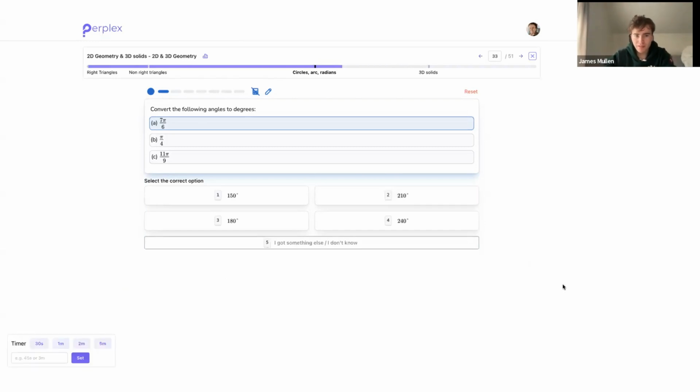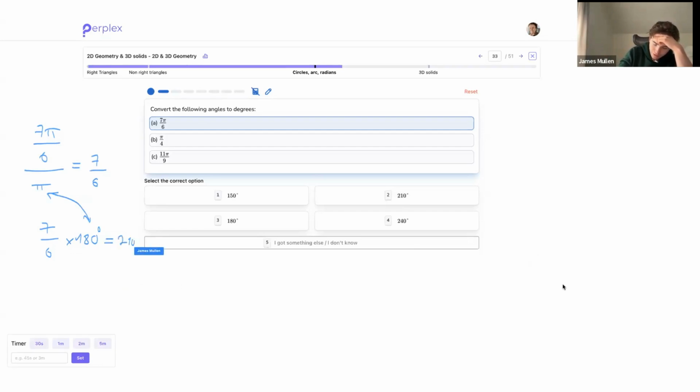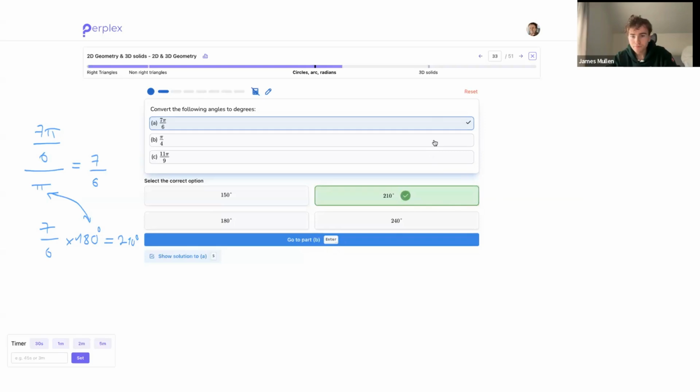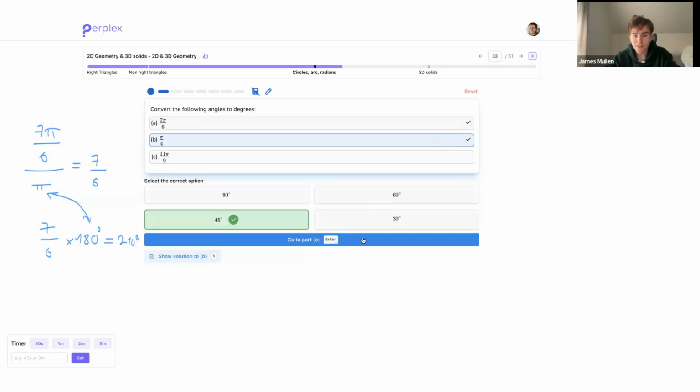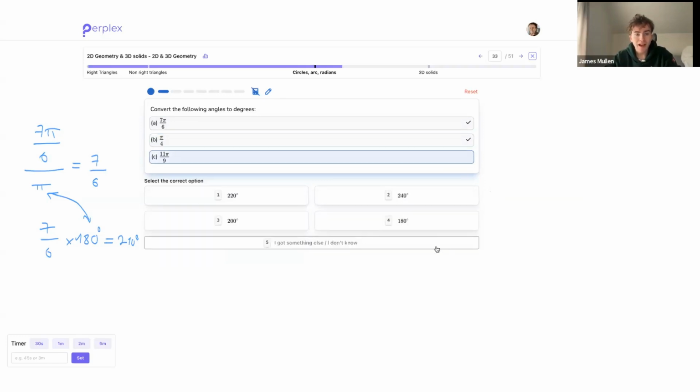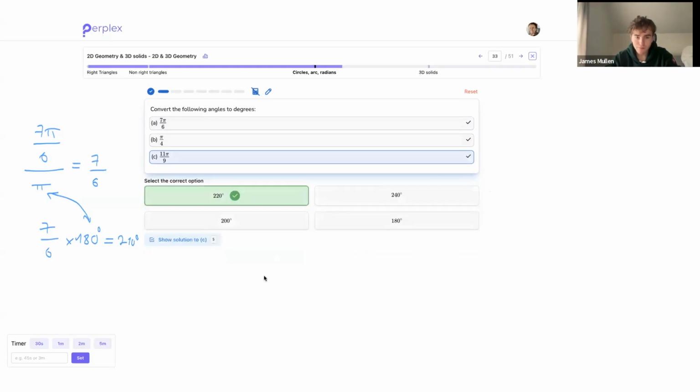Okay, so let's start with the 7 pi over 6. 7 pi over 6 divided by pi is 7 over 6. So I multiply 7 over 6 times 180 degrees because pi corresponds to 180 degrees. 180 over 6 is 30, so times 7 is 210 degrees. Now pi over 4 is a quarter of pi, so it's a quarter of 180. That's 45 degrees. Part C, I have 11 pi over 9, so pi is 180 degrees. I divide that by 9, which gives me 20, and times 11 gives me 220 degrees.